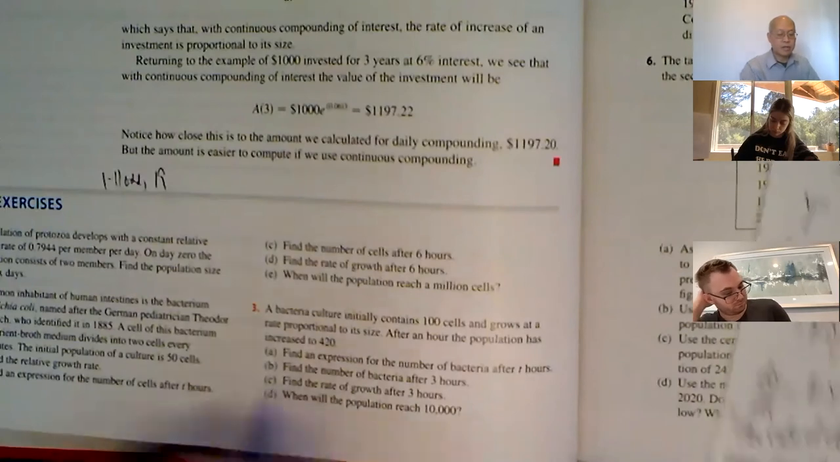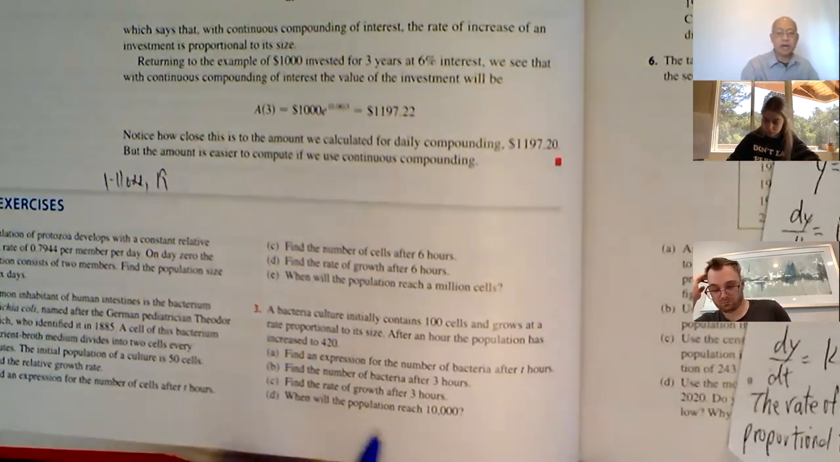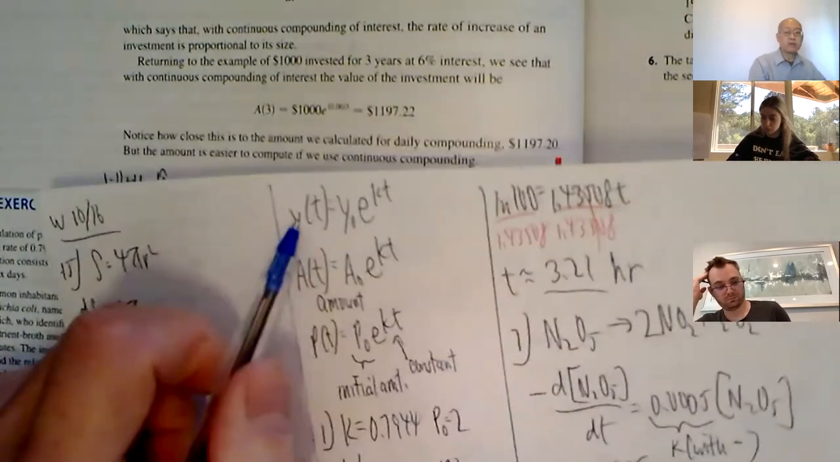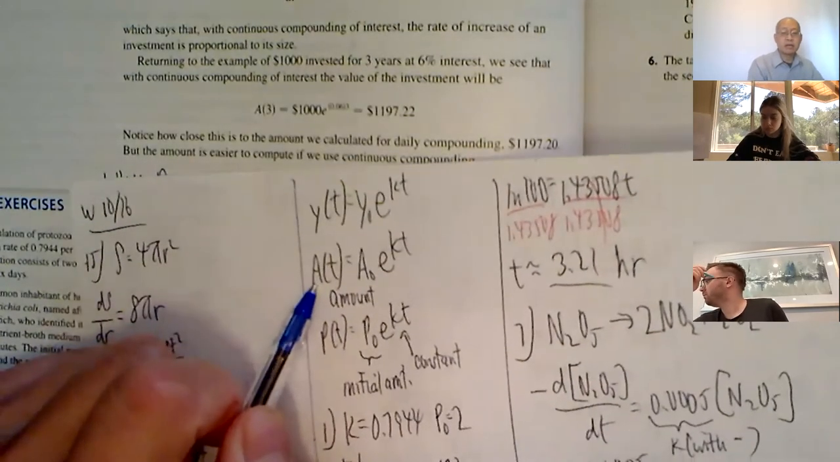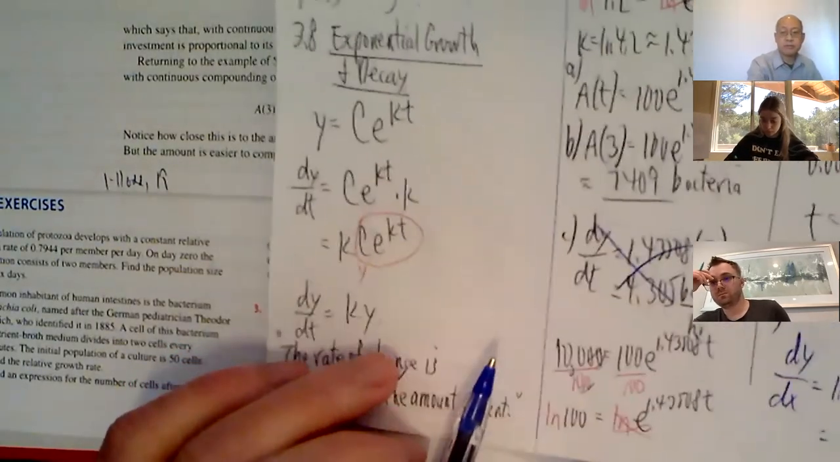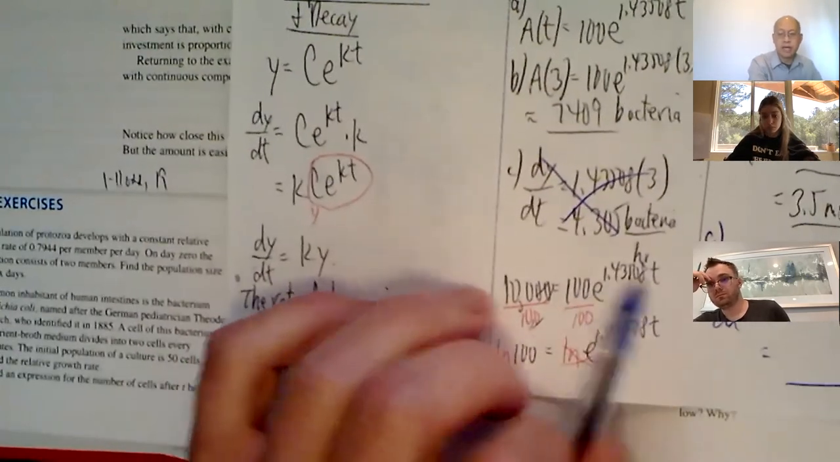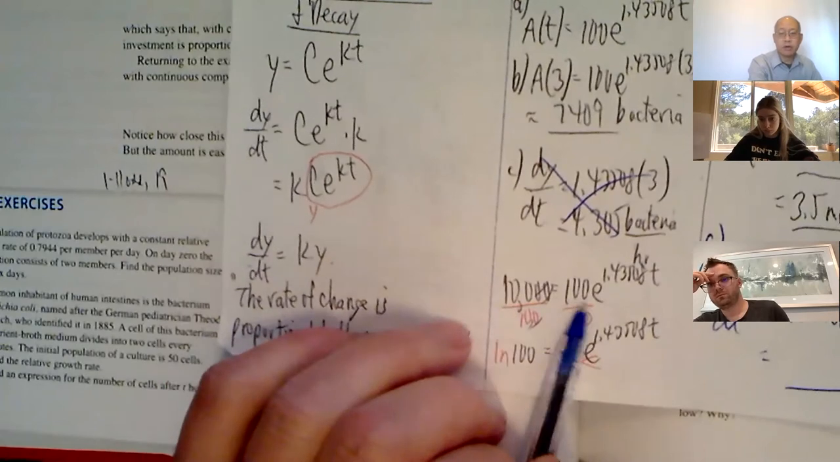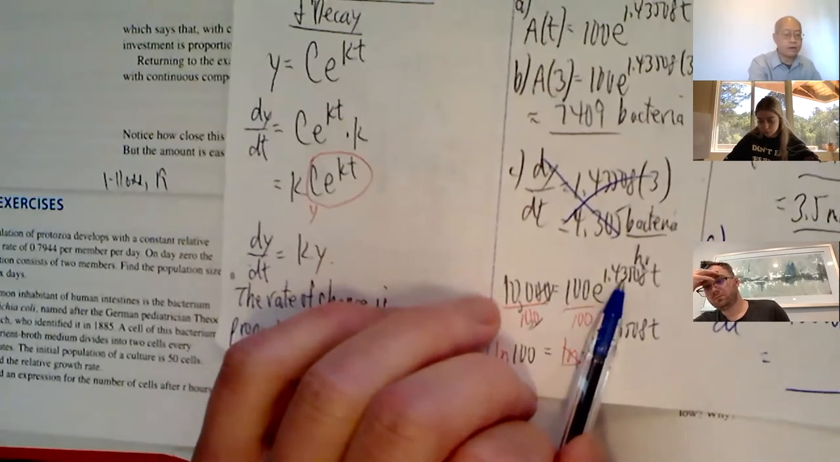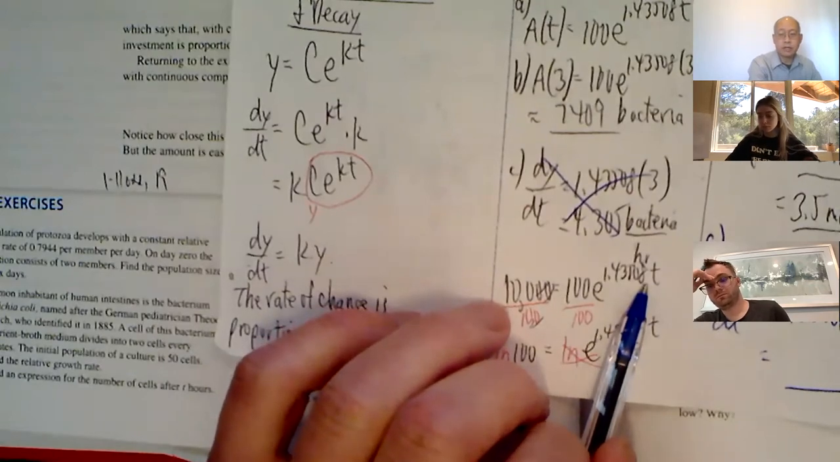And then part D, when will the population reach 10,000? So that's the new amount. The left-hand side, I plug in 10,000. So it looks like this. 10,000 equals 100 e to the kt. 10,000 equals 100 e to the 1.43508 times t. Solve for t.